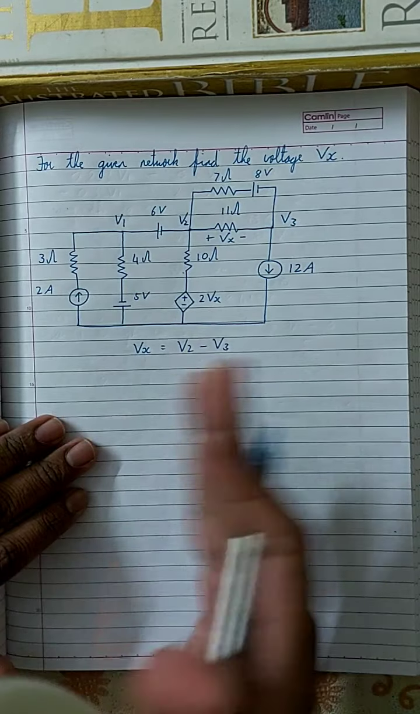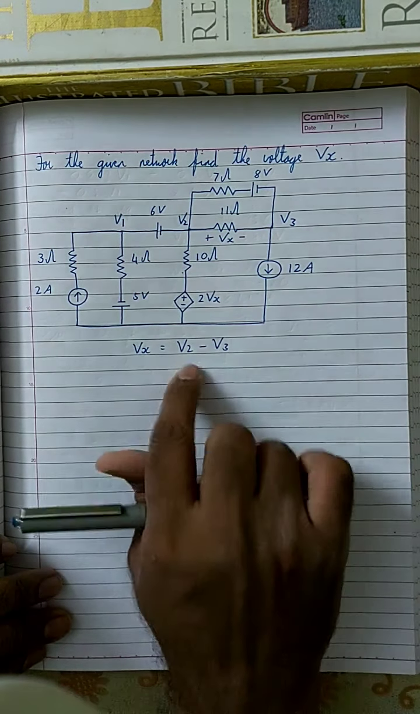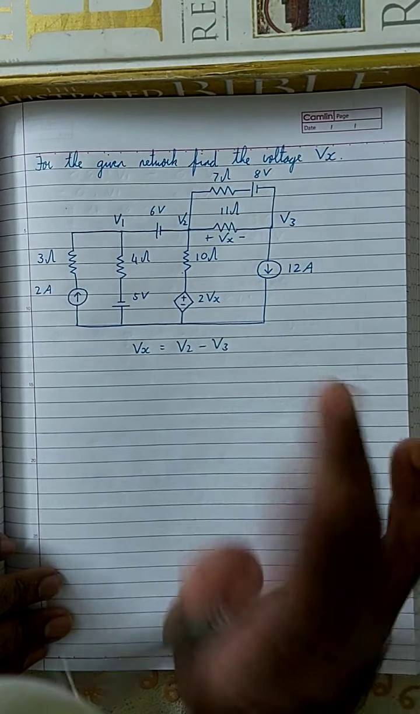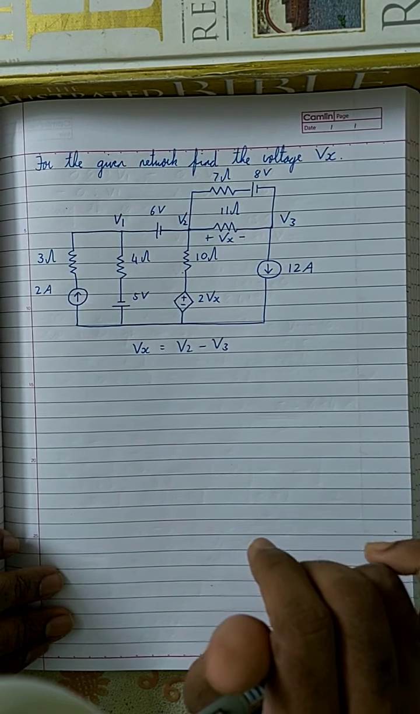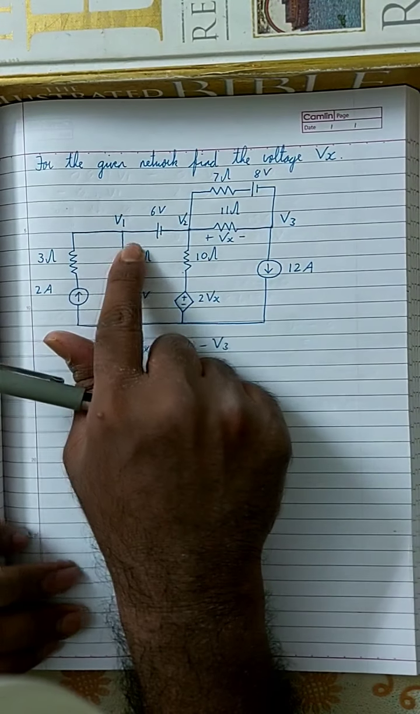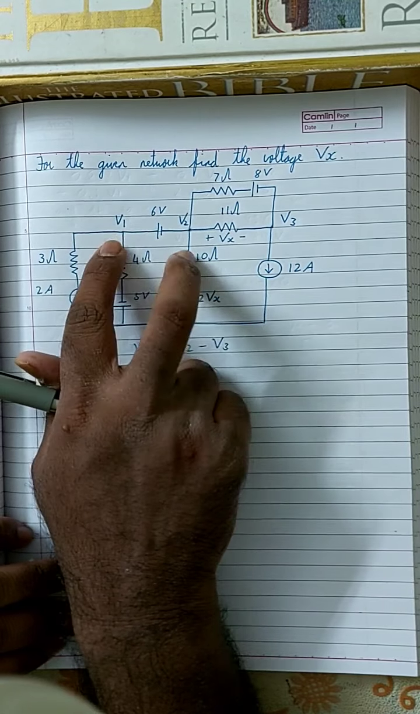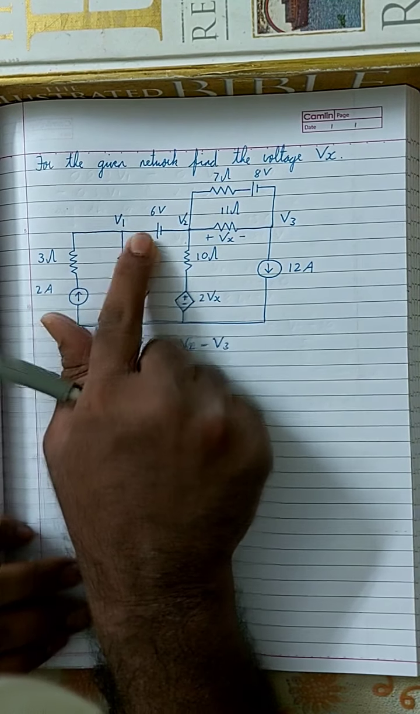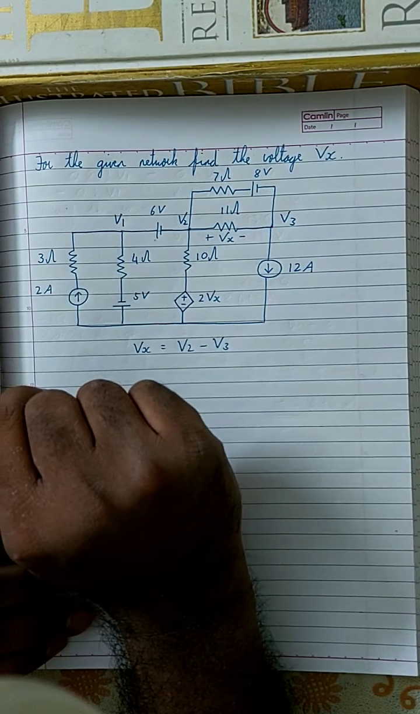So now wherever you see Vx in your node equations, simply substitute that Vx with V2 minus V3. The rest of the procedure is exactly the same. Okay. So here you can see that this is also a super node, because in between V1 and V2 there is a voltage source called 6 volt. Therefore V1 V2 is considered as a super node.